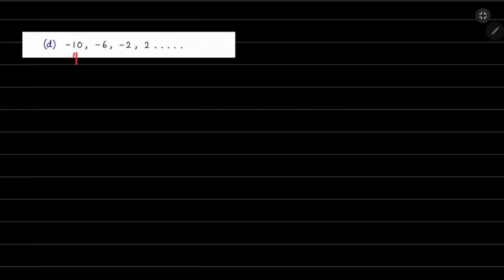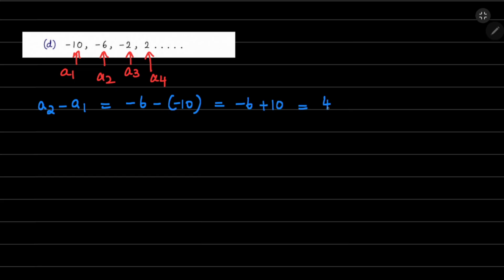So you have got your minus 10 is A1, A2, A3 and A4. Let's calculate the difference. In order to find the common difference, A2 minus A1, minus 6 minus of minus 10, which is equal to minus 6 plus 10. What is 10 minus 6? Plus 4. What is A3 minus A2? A3 is minus 2 minus of minus 6, which is minus 2 plus 6, which is again 4.